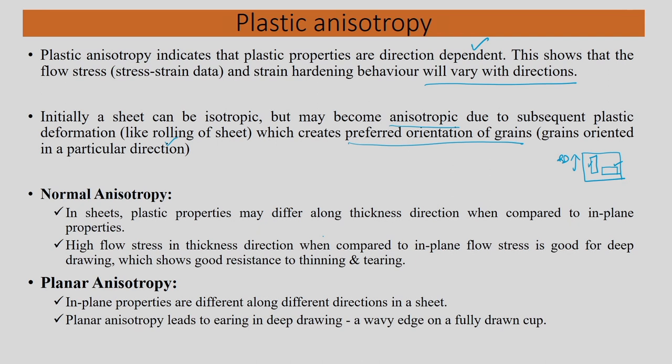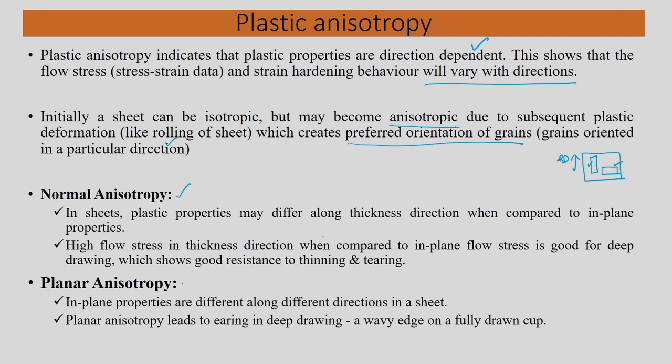How to measure the preferred orientation of grains, all such scientific things, one can refer to other courses or other books. But we will look into whatever is required for us. This is the origin of plastic anisotropy, and you want to quantify it with respect to some property or parameter which we can estimate by experimental measures. In that way, we can define this anisotropy as two different quantities, which we are going to define in the next slide.